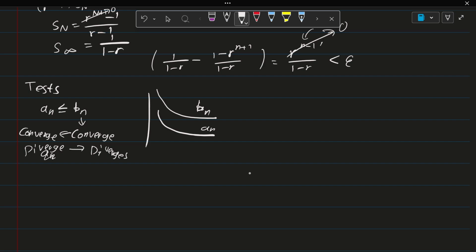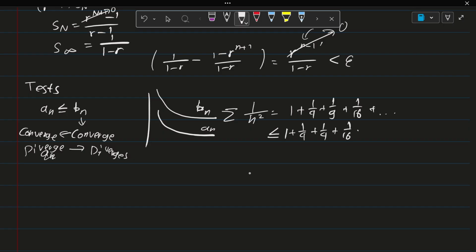If we just write 1 over n squared, and then we ask, does this converge? We could just write this down as 1 plus 1 over 4 plus 1 over 9 plus 1 over 16 and so on. A fact that we could use is that this is smaller than or equal to 1 plus 1 over 4 plus 1 over 4 plus 1 over 16 plus 1 over 16 plus 1 over 16 plus 1 over 16, and then later on it will be 1 over 64.